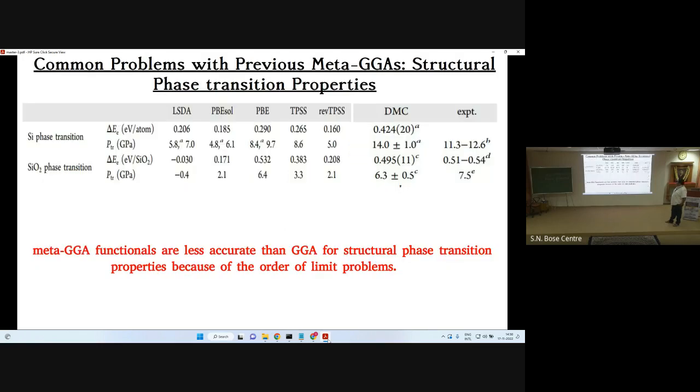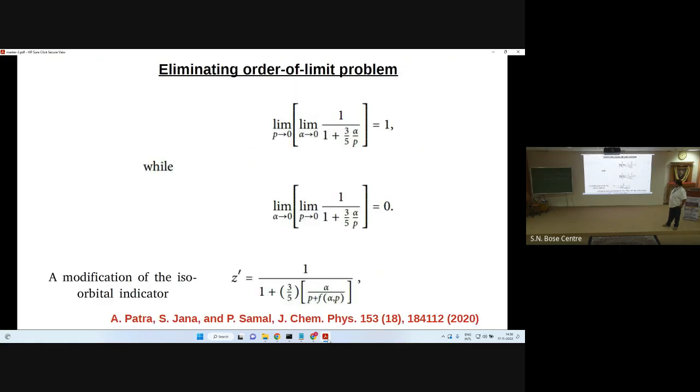The problem is that there are some cases where the meta-GGA functionals are not better compared to the GGA functional, like the phase stability. If you have a structural phase transition, this meta-GGA functional is not doing better there.